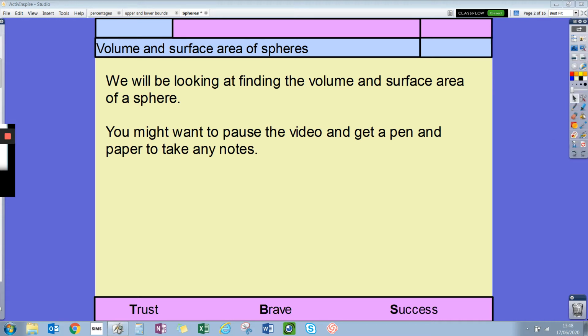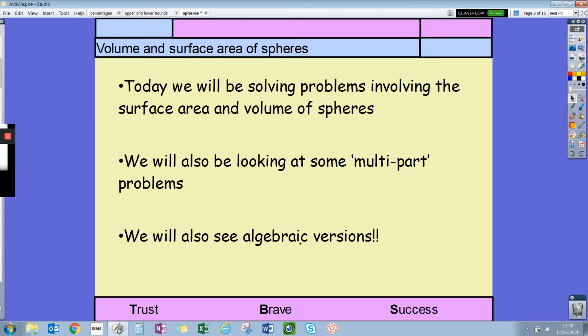So like I've said, we'll be looking at solving problems involving the surface area and volume of spheres, then we'll be looking at some multi-part problems, then we'll be looking at an algebraic version.